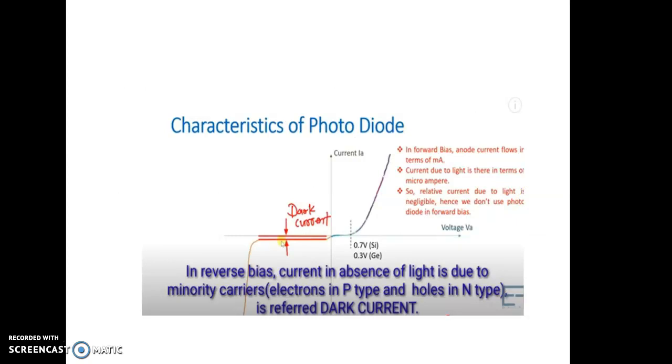In forward bias, anode current flows in terms of milliamps. Current due to the light is in terms of microamps. So the relative current due to light is negligible, so we don't use a photodiode in forward bias. In reverse bias, current in the absence of light is due to the minority carriers, electrons in P-type and holes in N-type, and that is known as dark current. And the dark current is nothing but the reverse saturation current.